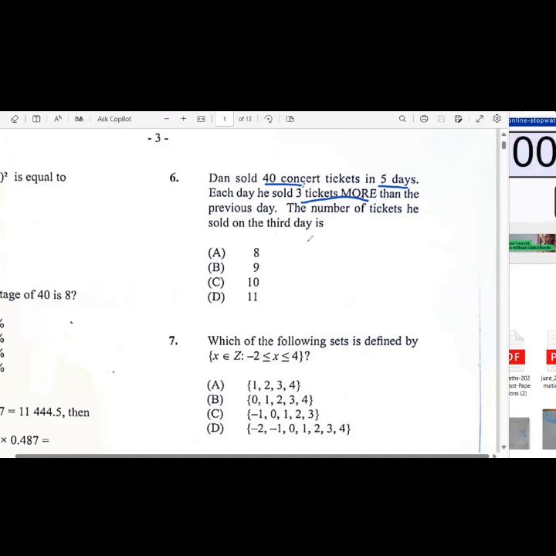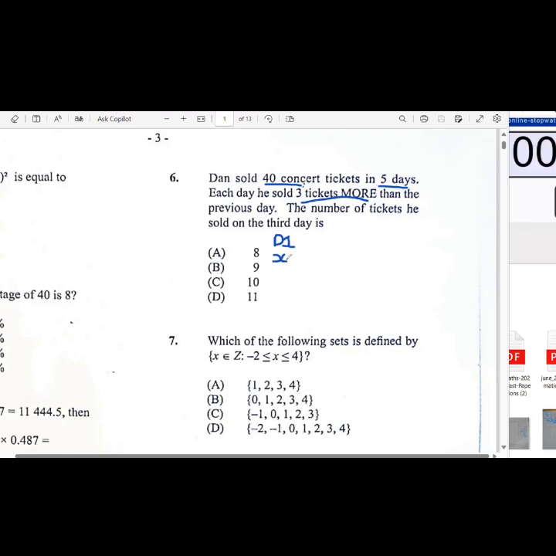So here's what I do. They didn't even tell us how much he sold on day 1. So since we don't know how much he sold on day 1, we would say the amount of tickets sold on, let me just write that in short form because this thing will take a little while. D1 is representing day 1, right? So the amount of tickets sold in day 1 would be represented by X.